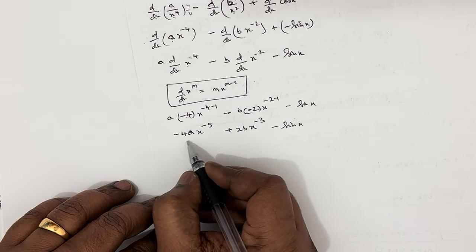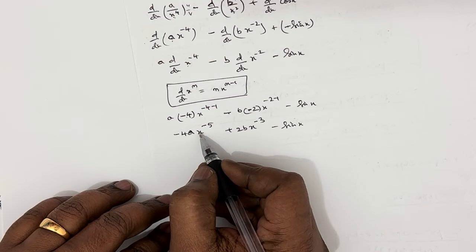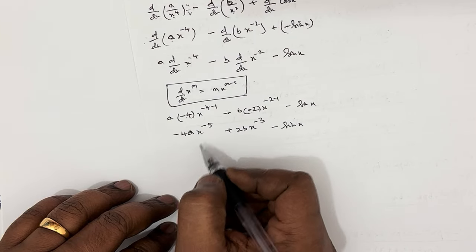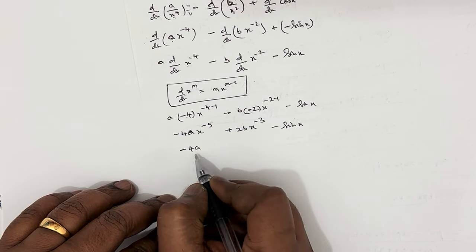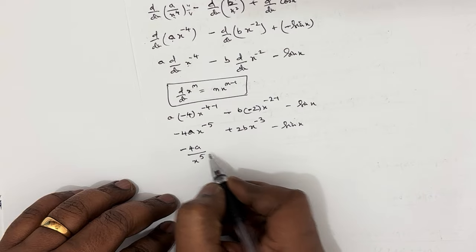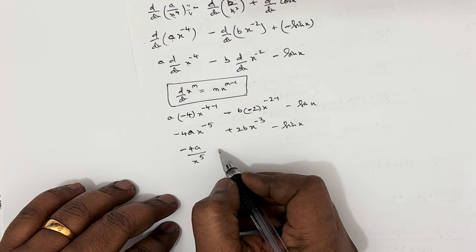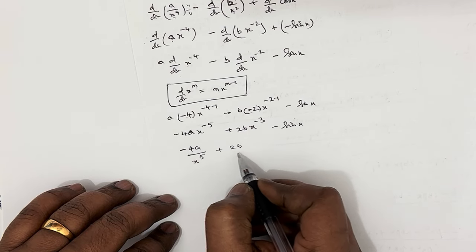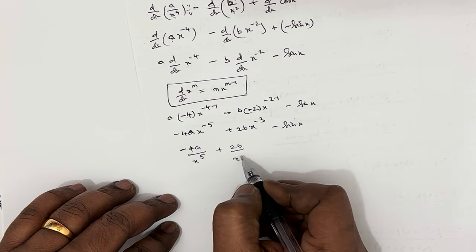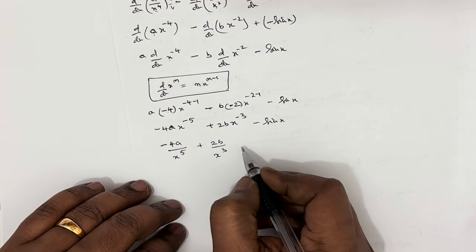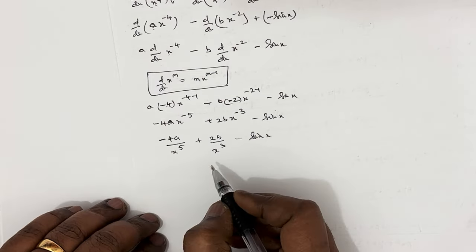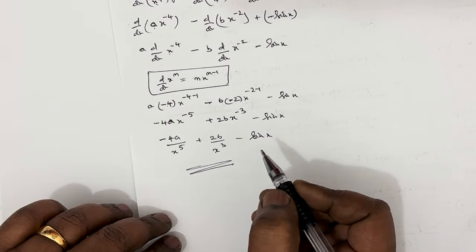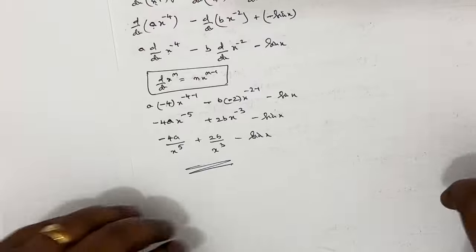Now you see x raised to negative 5 can be brought back to the denominator. So it becomes minus 4a upon x raised to 5, plus 2b, this comes down, x raised to 3, x cube, minus sine x as it is. So this is the answer given. Okay, that's it. Now let's do the next one.